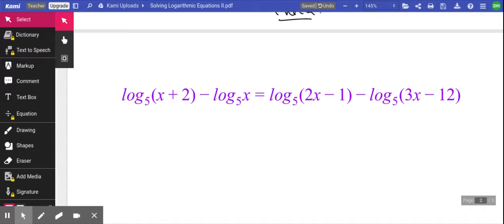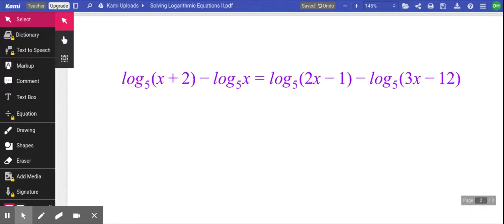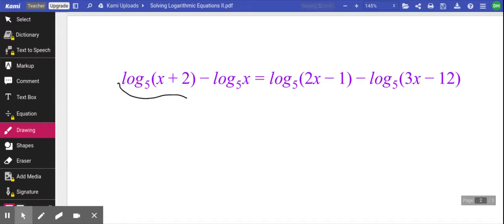Okay, this next example, as we read through it from left to right, we'll see that all of the terms do have a log in them. So what we're going to try to do is use the quotient rule to condense these two logs into one log. Well, log base 5 of x plus 2 divided by x.